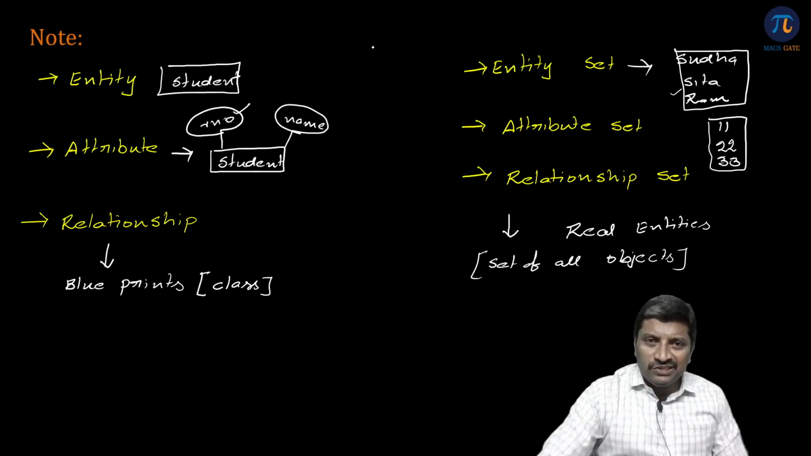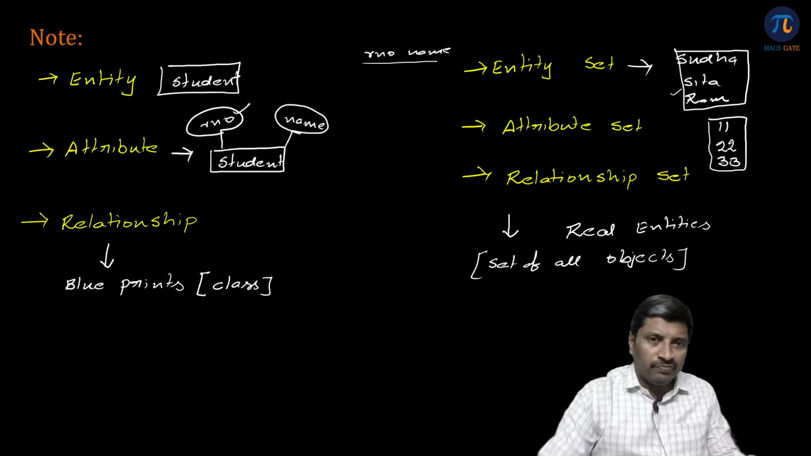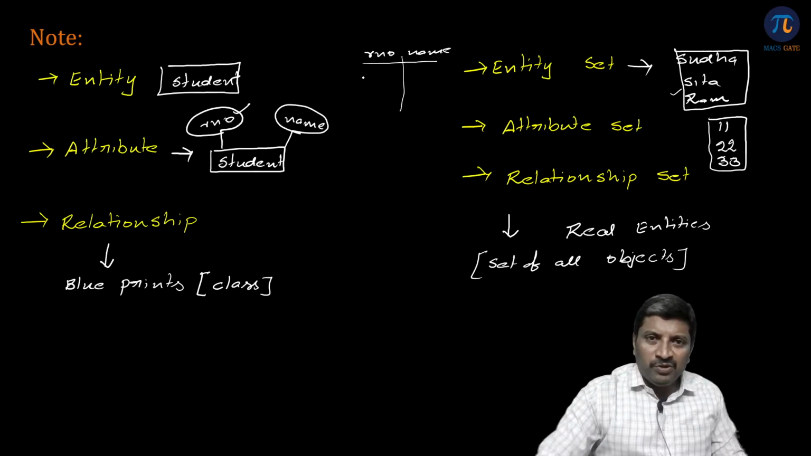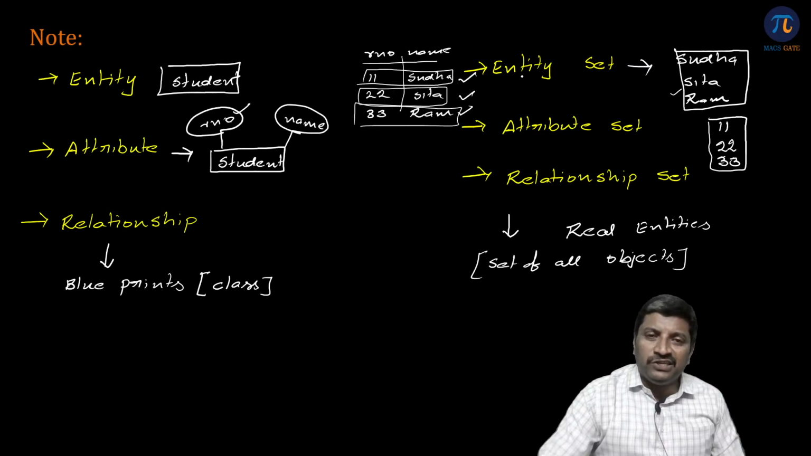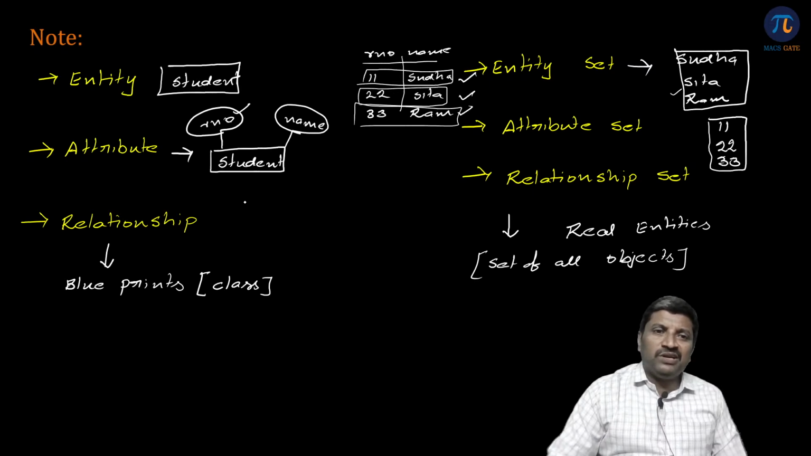Right? Generally, entity set means suppose you have considered only these, right? So roll number, name. Whenever you give this application, people will write like this: 11 Sudha, 22 Sita, 33 Ram. Sir, these rows, that is the records, are called entity set. If I consider only one attribute, that is called attribute set. Okay. Similarly, relationship.